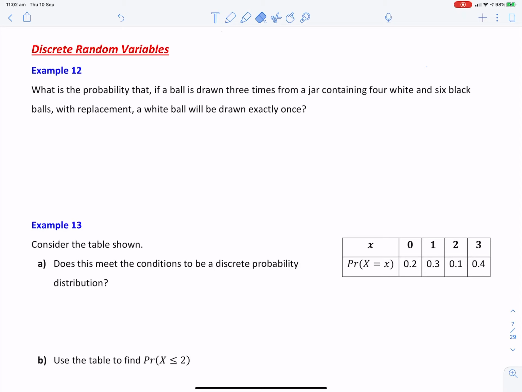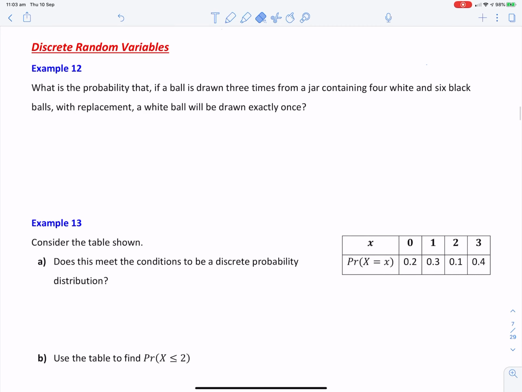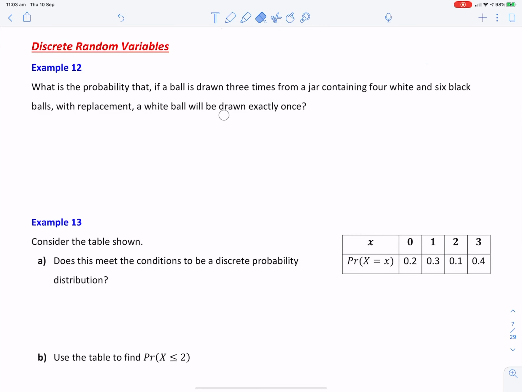Okay. What's the probability that if a ball is drawn 3 times from a jar containing 4 white and 6 black balls, with replacement, a white ball would be drawn exactly once? Now we're putting the ball back in. So if I want to get a white ball exactly once, we know the probability of a white ball each time is the same because we keep replacing the ball, which is 4 out of 10, which is 2 out of 5. The probability of a black ball is 6 out of 10, which is 3 out of 5.